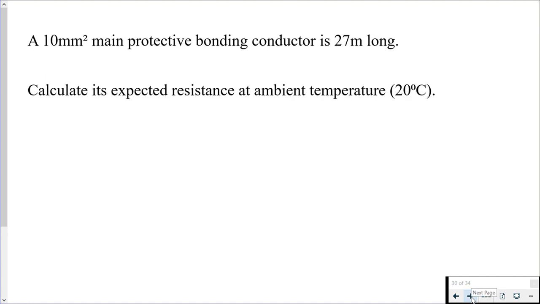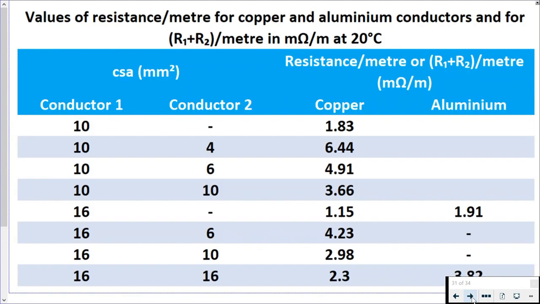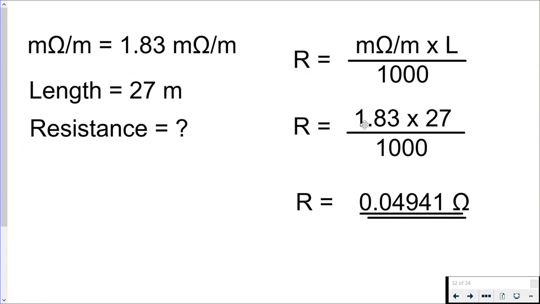So we then have a 10 millimeter squared main protective bonding conductor, 27 meters in length. We're looking to calculate its expected resistance at ambient temperature, 20 degrees C. Into our table, we have our 10 millimeter squared conductor. Its milliohm per meter value is 1.83 milliohms per meter. Take that information and plug it into the calculation. So 1.83 times 27 divided by 1000 gives us our expected resistance of 0.049, 0.05 of an ohm.